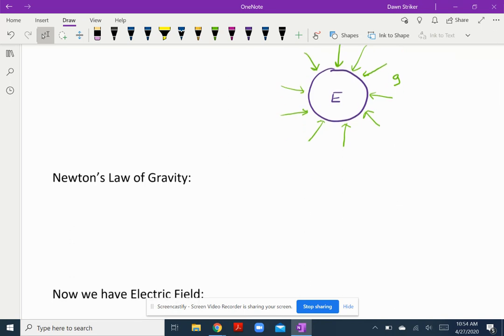And so we also know that we have this force formula, Newton's law of gravity. And what does that equal to? Big G times the mass of the Earth times the mass of whatever it is that you're lifting up. So let's call it the mass of some other object divided by the distance squared. This gives us the force between the Earth and the object.